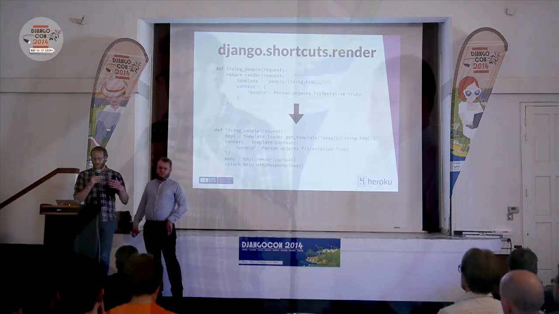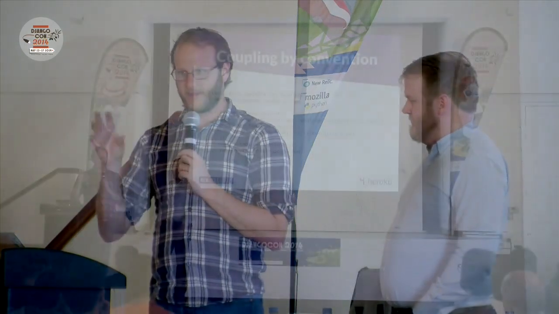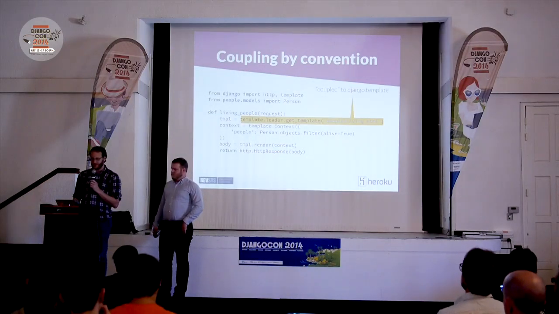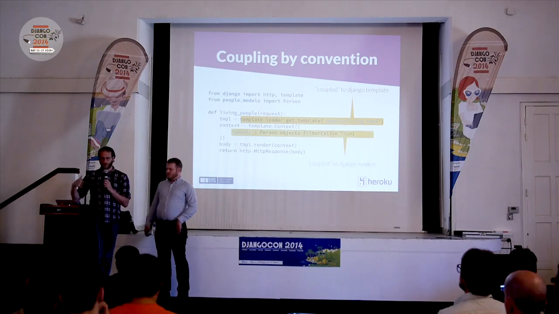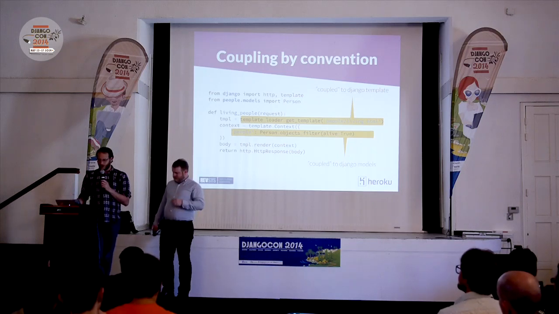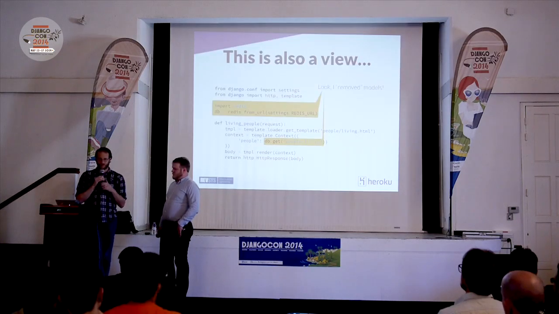That's it, right? Render itself replaces three lines of code. It's not shortcutting a lot. It's just a nice, simple convenience for a common pattern. But once we unpack and expand what render does, we start to see that this coupling that we think about between views and models and templates is really only a convention. The only reason that we're coupled to Django.template is because we load a Django template in the view. And the only reason we're coupled to the model layer is because we're using a model in the view. So it's very easy then to remove the model layer just by not using it.